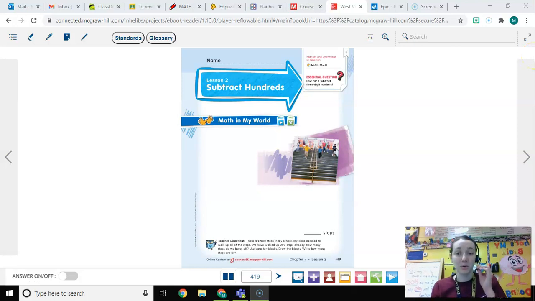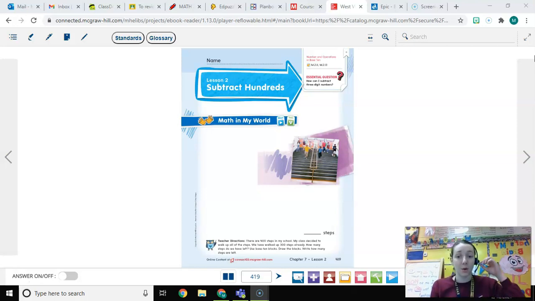Hi friends, today we're going to be working with subtracting 100s. Similar to when we added 100s and we just had to worry about our hundreds place, it's going to be the same in this lesson. We're just going to be working on subtracting them. Open up to page 419 in your book to follow along with the lesson.